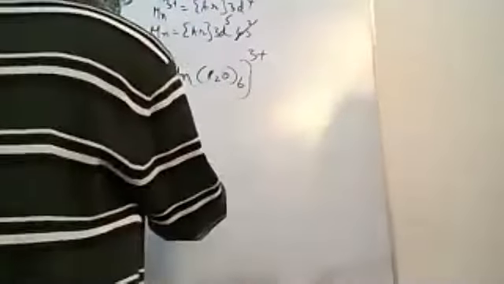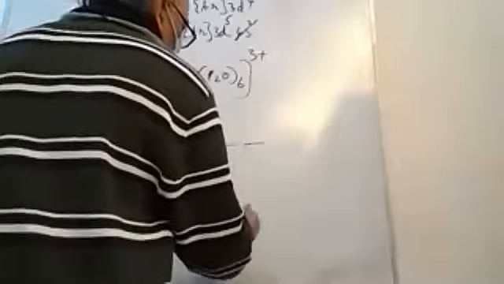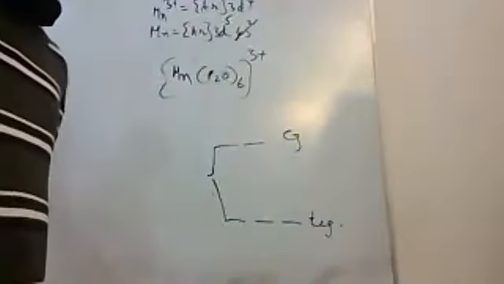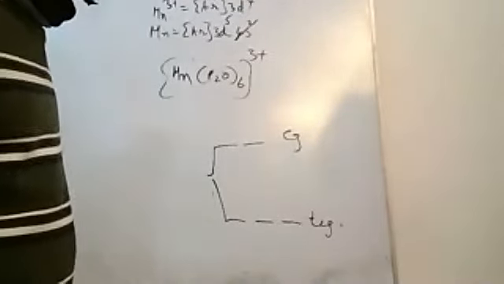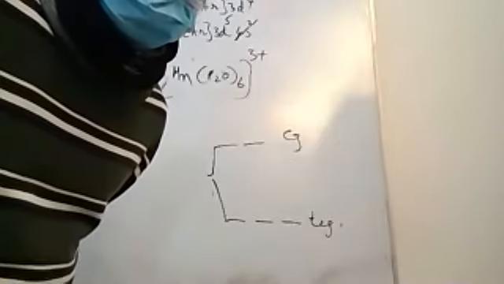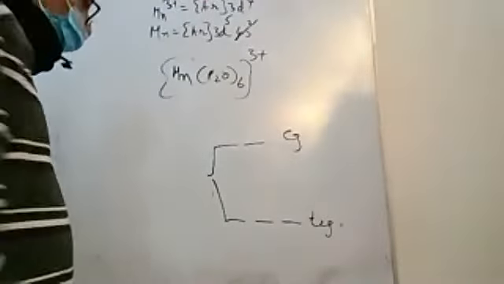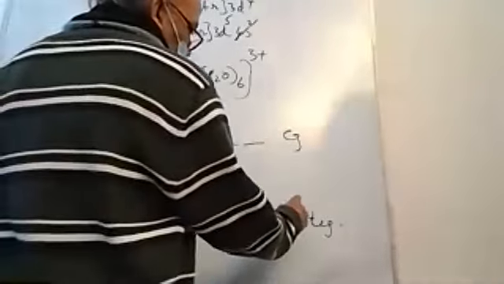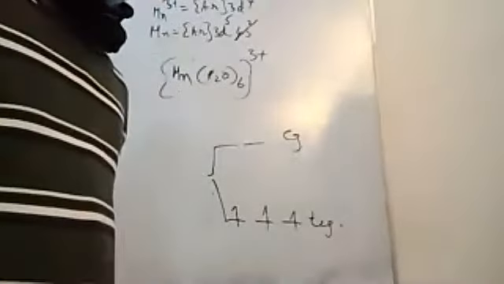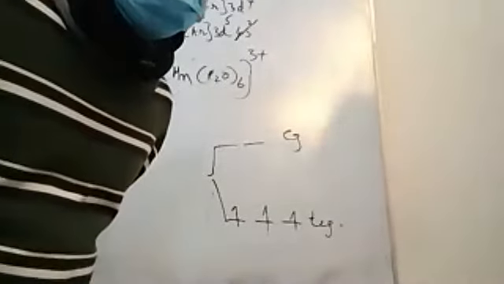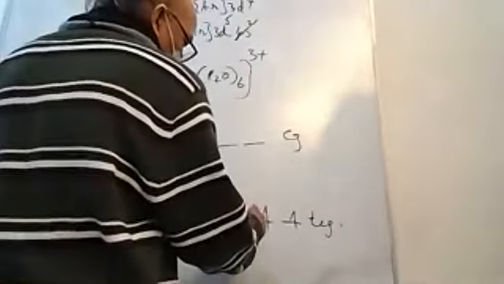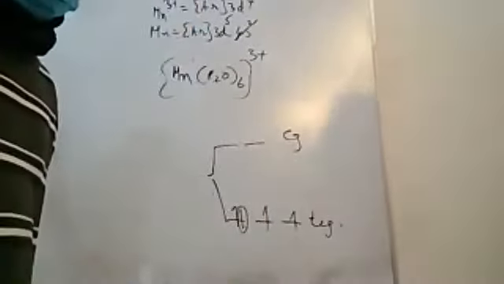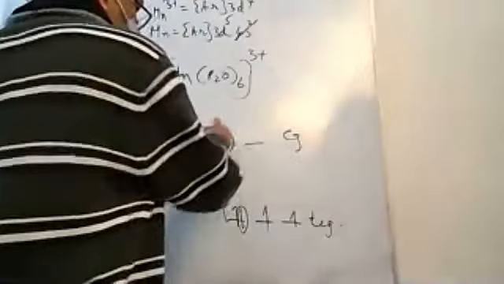So now I have t2g and eg levels. I need to place a total of 4 electrons into this grid. So I'll start with the lowest one. 1, 2, 3. There are 2 possibilities for the 4th electron. The 4th electron can stay here, or it can go here.